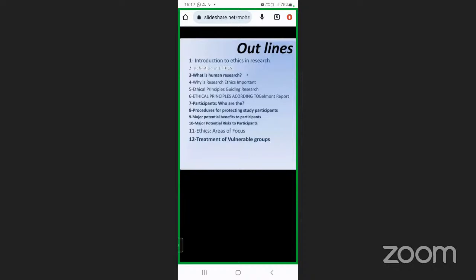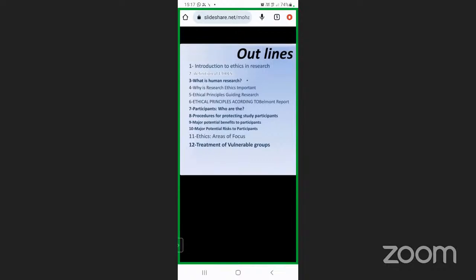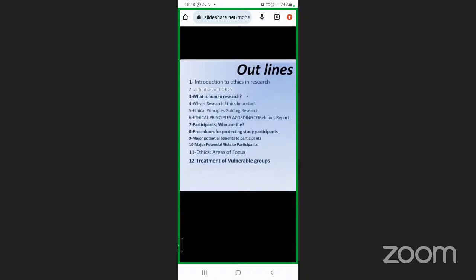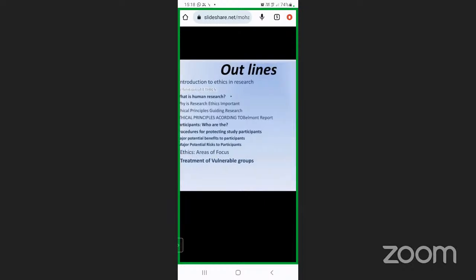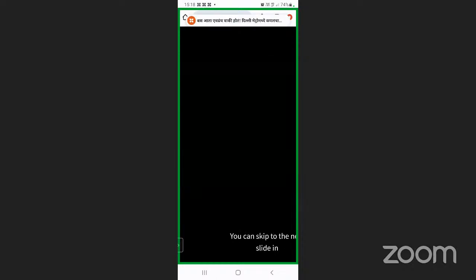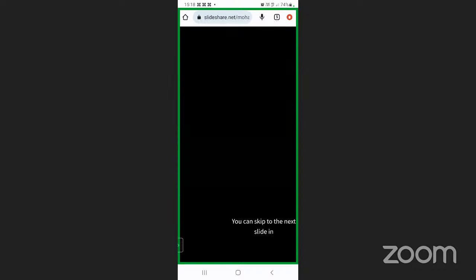Okay. Then ethics means which are the different areas that we are going to focus. Then treatment of the vulnerable group. So we will discuss all these things in detail.